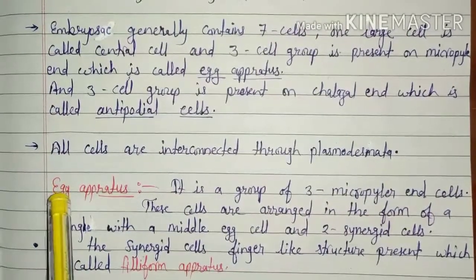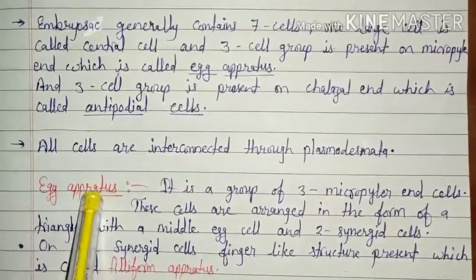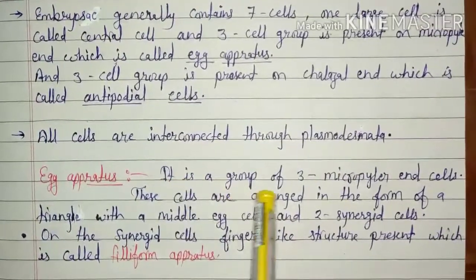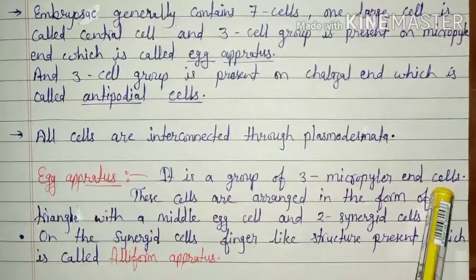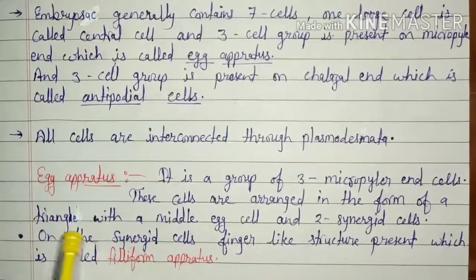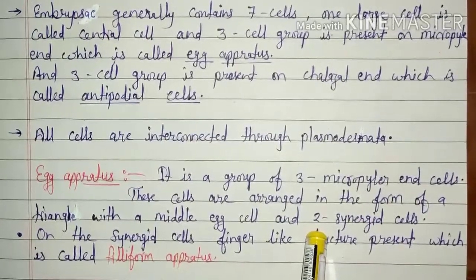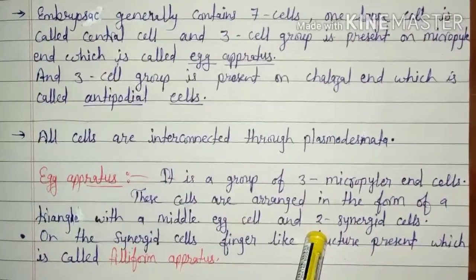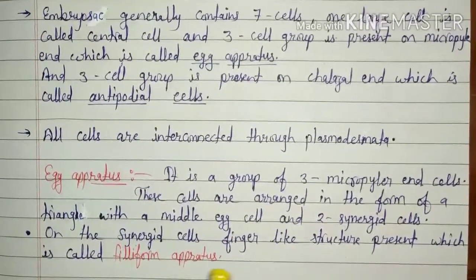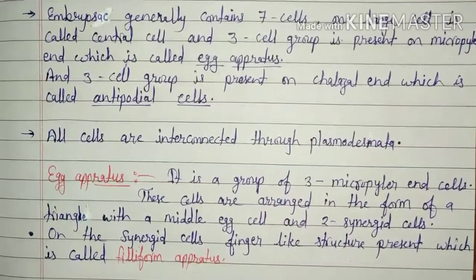Now we will talk about the egg apparatus. Egg apparatus is a group of 3 micropylar end cells, and these cells are arranged in the form of a triangle with a middle egg cell and 2 synergid cells. It means 2 synergid cells and 1 egg cell form the egg apparatus. On the synergid cells, a finger-like structure is present, which is called filiform apparatus. What is the function of filiform apparatus?